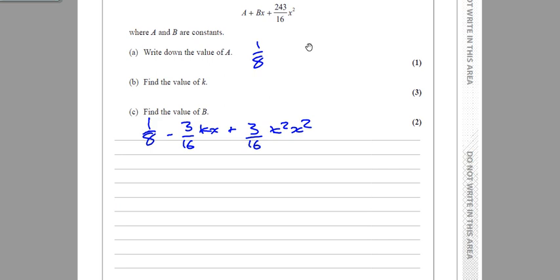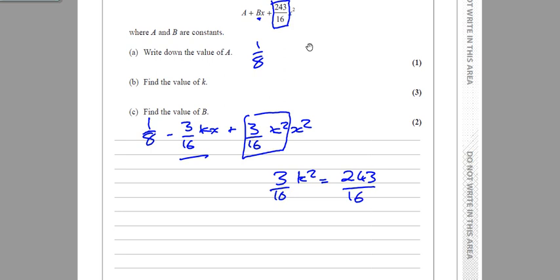The value of k. Now if we have a look at this thing here, k just equals b, so that's not right. So this thing here equals 3/16 k squared. So we say that 3 over 16 k squared equals 243 over 16. We're comparing the coefficients of x squared. First I'm going to multiply both sides by 16, then divide by 3. So 243 divided by 3 is 81, so k squared equals 81. So k equals plus or minus 9.